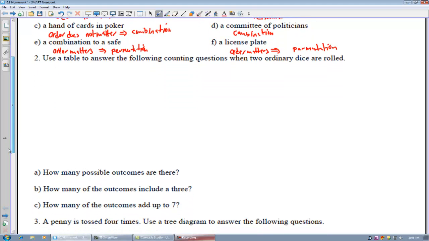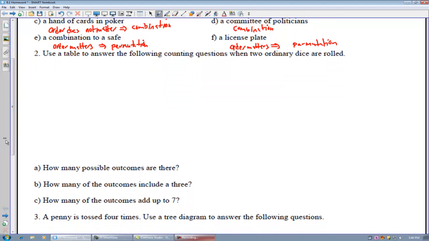And number 2 says use a table to answer the following counting questions when 2 ordinary dice are rolled. The idea is you make this table. On the sides here you have 1, 2, 3, 4, 5, and 6, and up here you also have 1, 2, 3, 4, 5, and 6. You want to fill this table out. The idea is the possible options on your first die and the possible options on your second die.